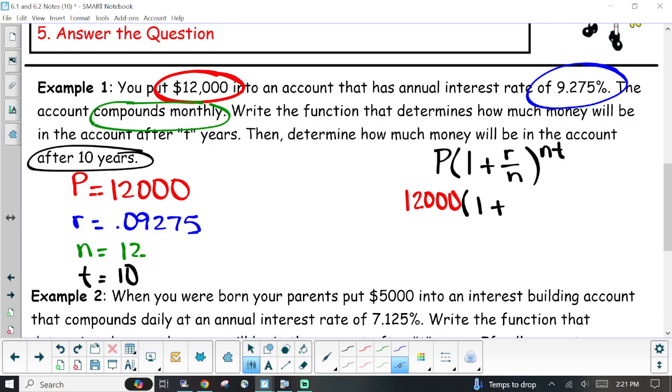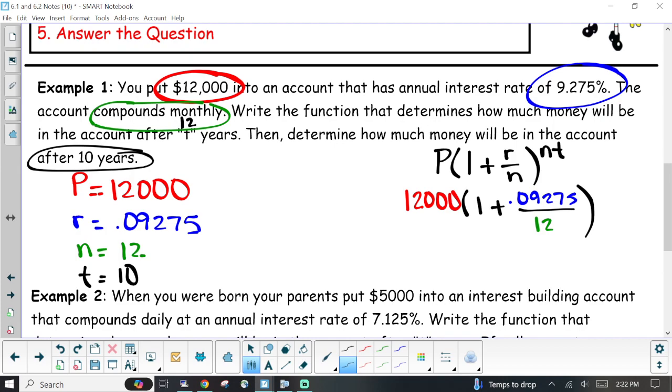So, we got our interest rate, 0.09275. We have to divide by our N value, which is 12. That's a very great question. Do you have to put the 2 numbers there or 1? You don't have to put it in parentheses. So how did I get 12? Remember this says compounds monthly. So monthly means 12.